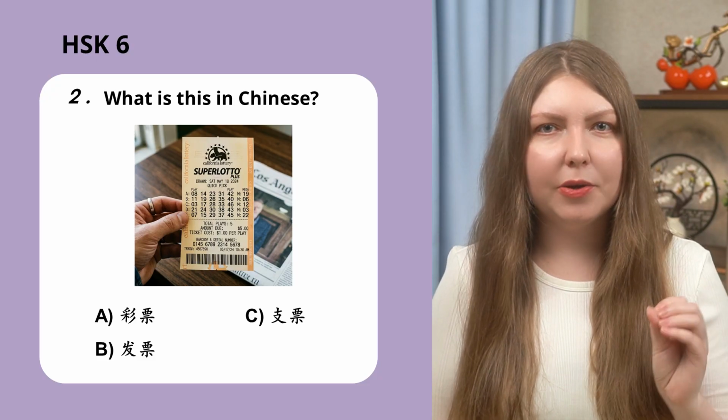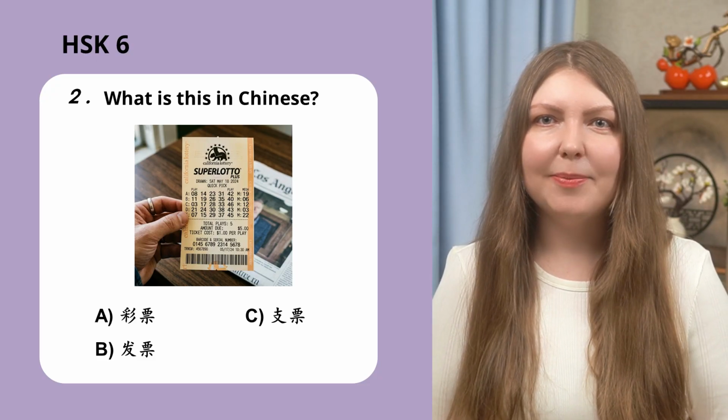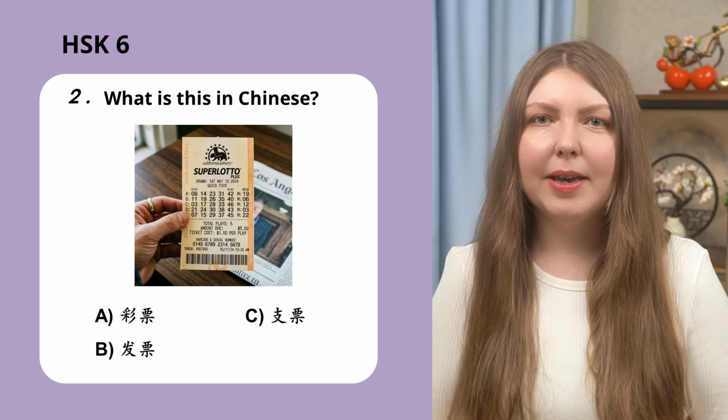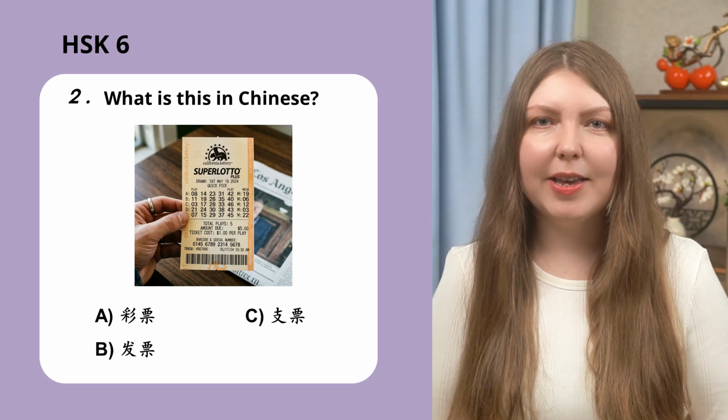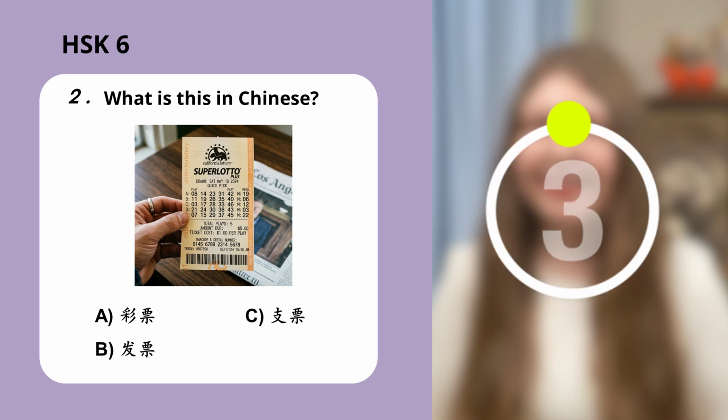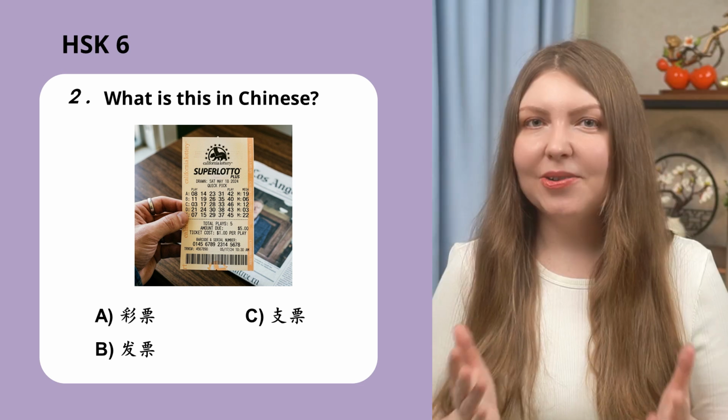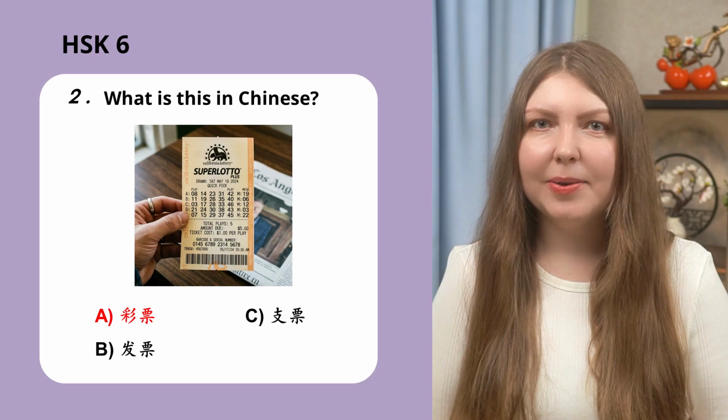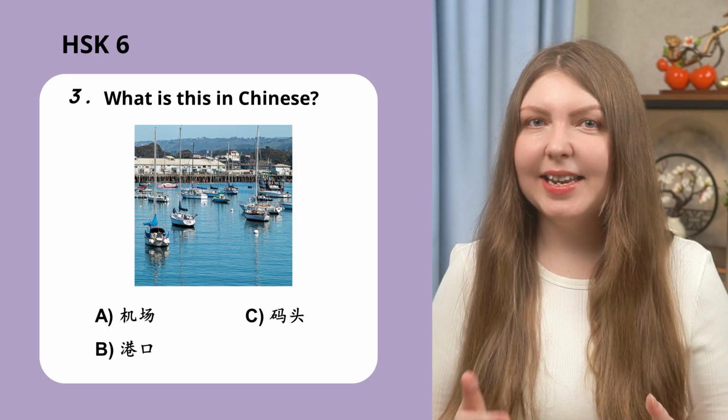See if you can get this one right. Is it A, 彩票, B, 发票, or C, 支票? Think about it. Alright, this one is A, 彩票, meaning lottery ticket. And here is one more.